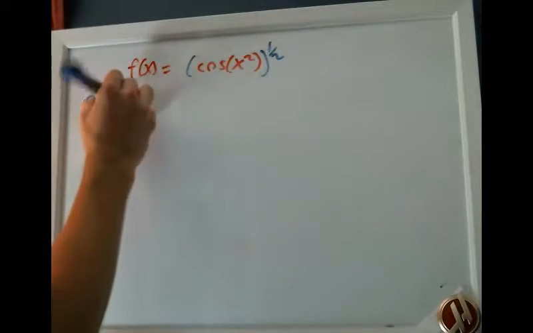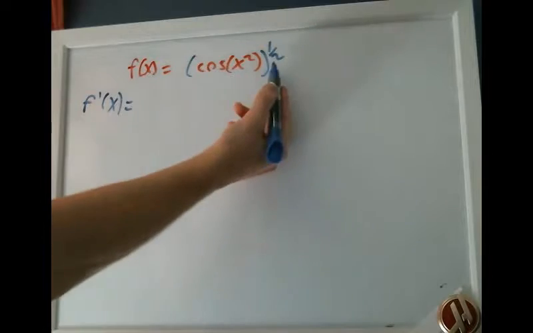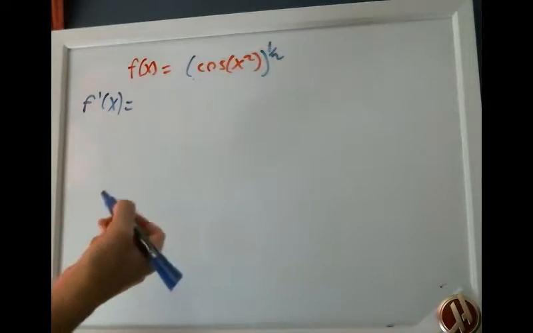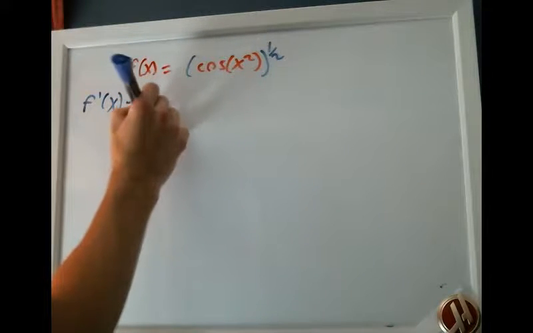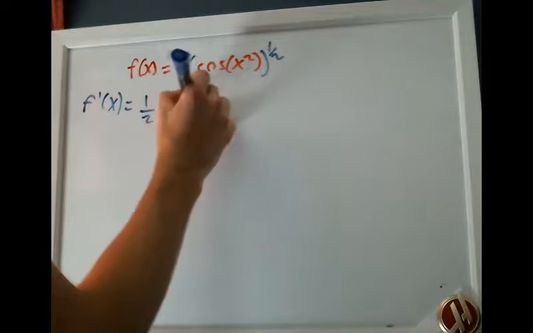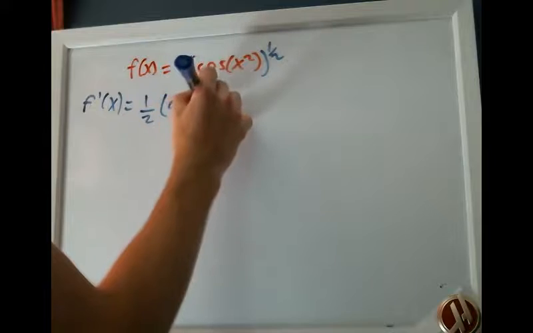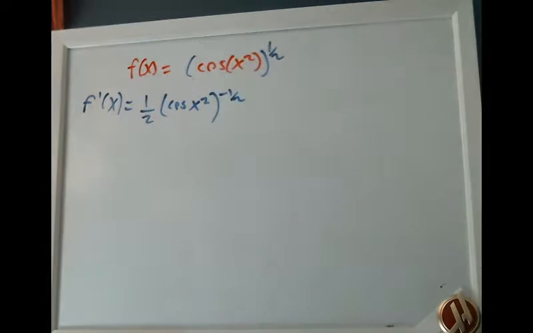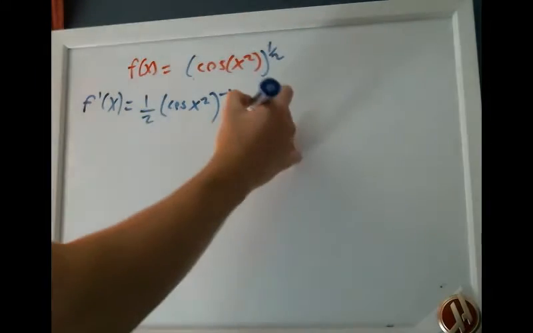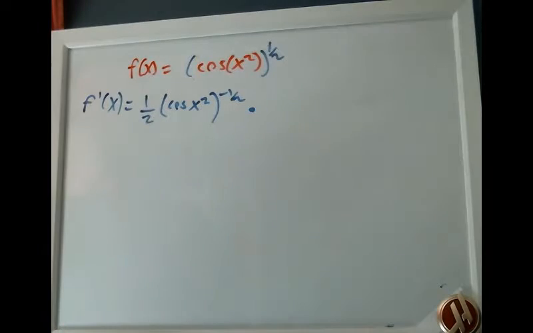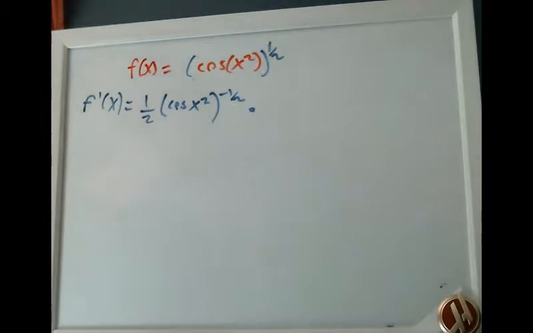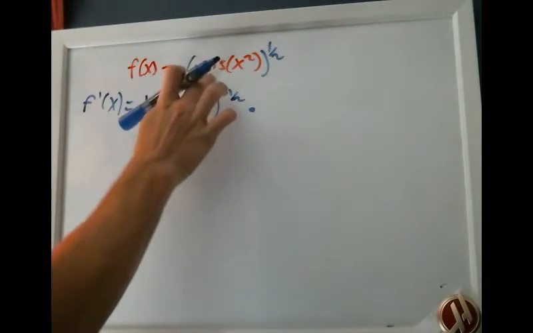So f prime of x, using chain rule, we're going to start with the outside and work our way in. Starting with the outside shell, you have 1/2 times cosine x squared to the negative 1/2 power. Just the power rule, leaving the inside the same. Next, you're going to multiply by the derivative of the inside. The derivative of cosine of x squared is also another chain rule, so you have another shell.